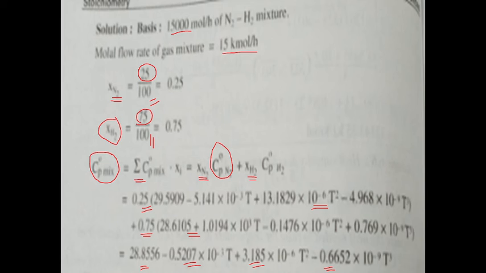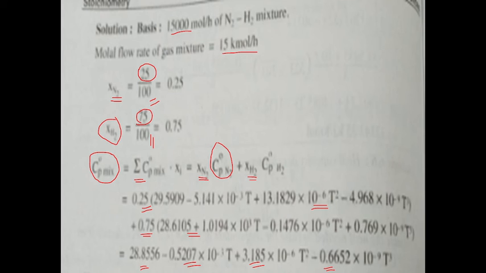Cp0 mixture, how will we calculate? The first expression is multiplied by 0.25, the second expression multiplied by 0.75. Finally we calculate the constant value, 28.8556. So we add these values: the sum of the t component, then the t square component, then the t cube component.